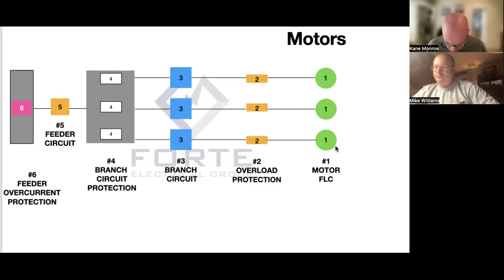Now for step number 2, which is your overload protection, which is your heaters, we need to go to 430.32A through D. 430.32.